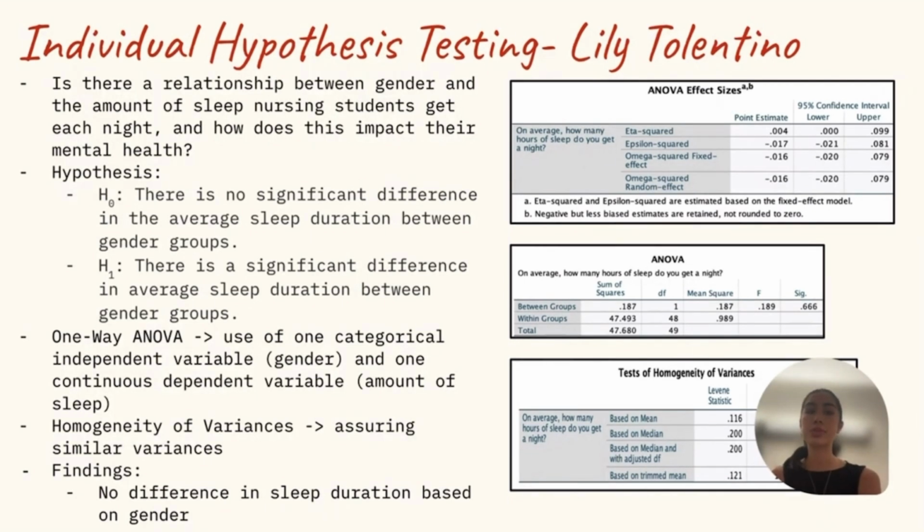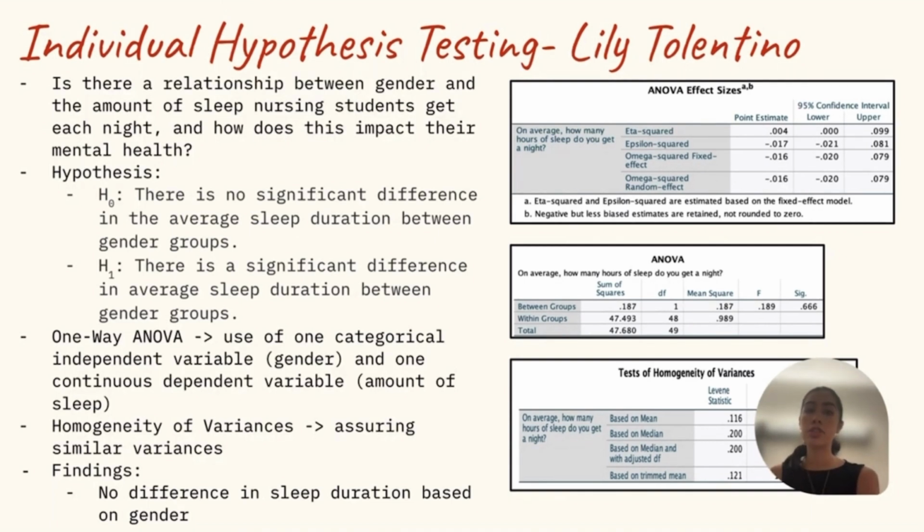To analyze this, I used a one-way ANOVA, which is appropriate because we were comparing the average sleep duration, which is a continuous variable, across different gender groups, which is a categorical variable. Before running the ANOVA, I checked for homogeneity of variances, which confirms that the variability in sleep hours is similar between groups, an important assumption for the test to be valid.